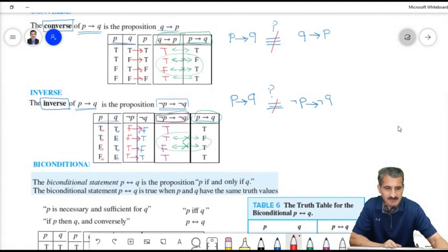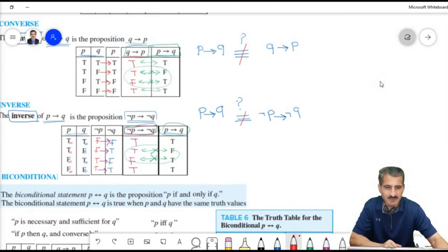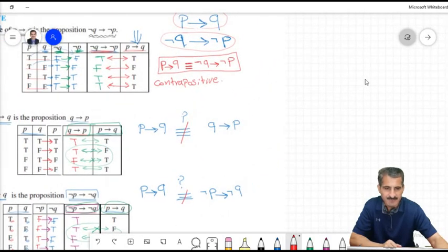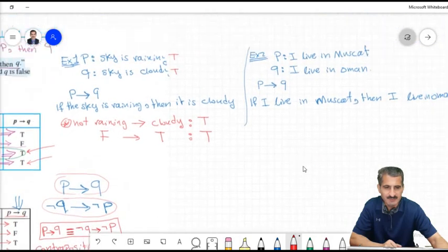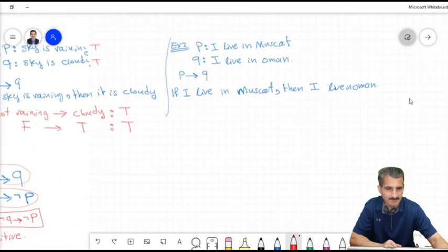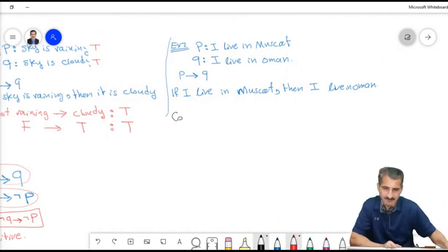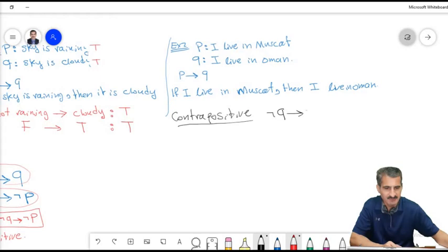Now let's go to our example above, to one of them, and do all these things that we learned for this example. So what is the contrapositive here? So we want to have the contrapositive. The contrapositive says not Q gives not P. So I want it as a sentence. Q says I live in Oman. So not Q says I do not live in Oman.